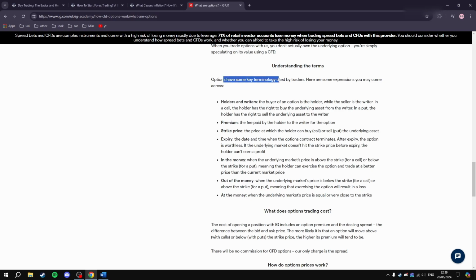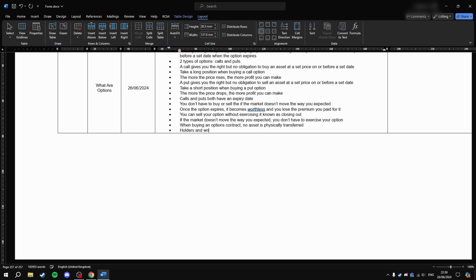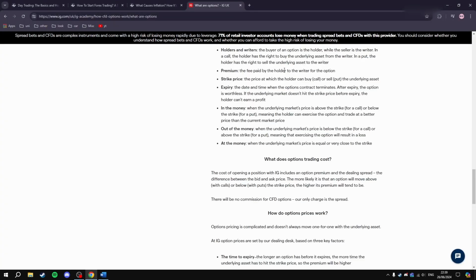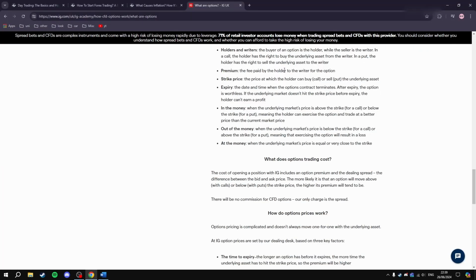Understanding the terms. Options have some key terminology used by traders. Here are some expressions you may come across. So holders and writers. The buyer of the option is called a holder while the seller of the option is called the writer. In a call, the holder has a right to buy the underlying asset from the writer. In a put, the holder has a right to sell the underlying asset to the writer.